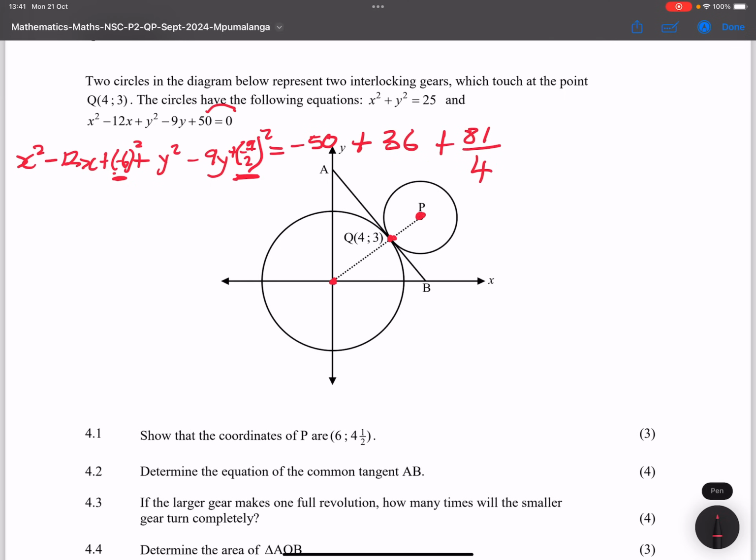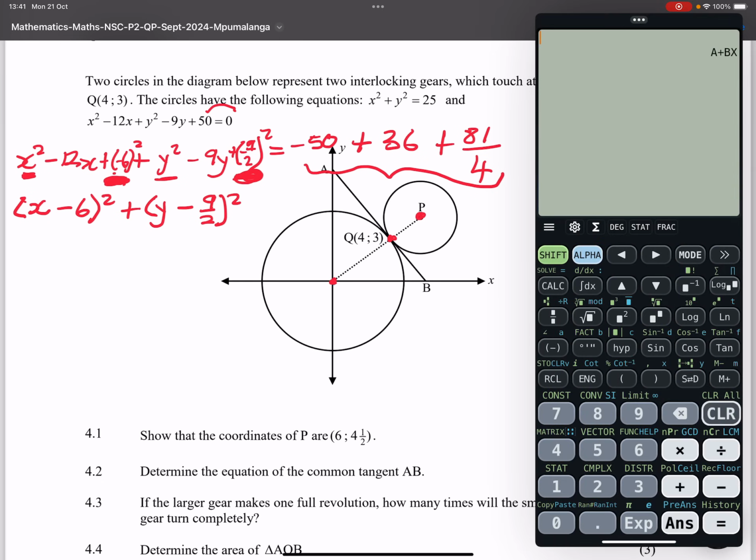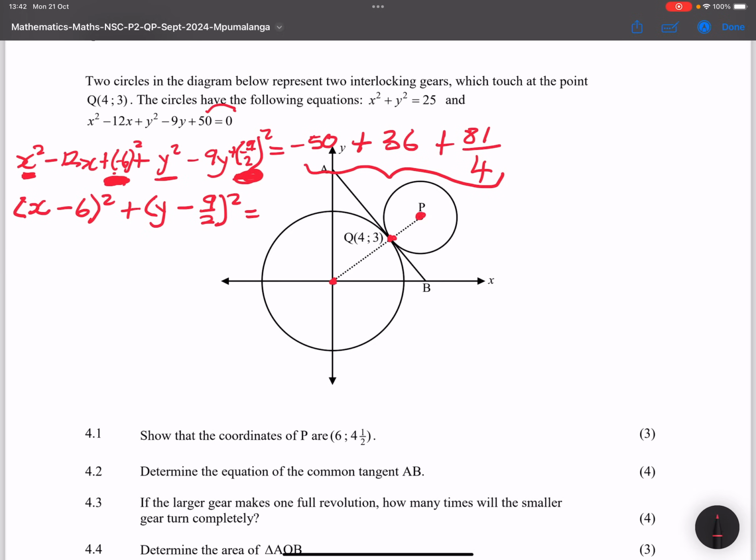So when I write this equation, this will be x. Now, remember, I take the square root of that number. So that's (x minus 6) squared plus, for the y as well, the square root of that number. So that's (y minus 9 over 2) all squared. So let's add these up and see what that gives us. So that's negative 50 plus 36 plus 81 over 4. Okay, I get 25 over 4. So this is going to be equal to 25 over 4.